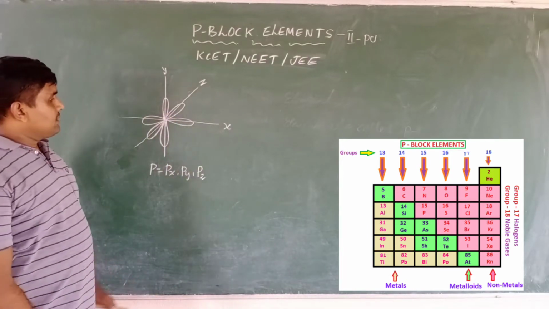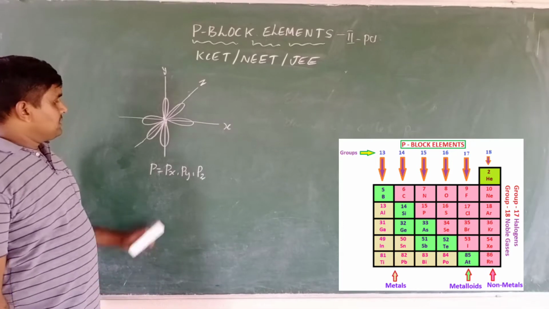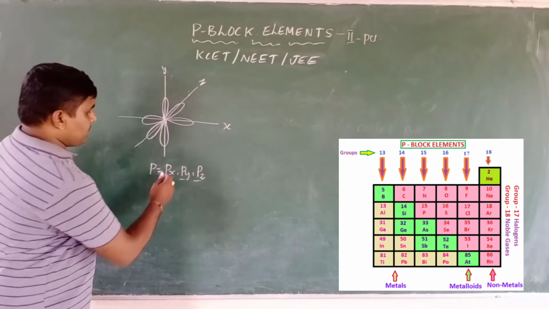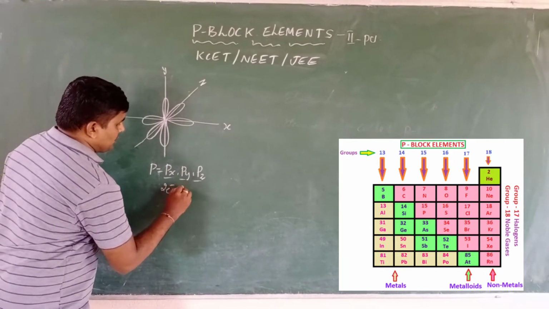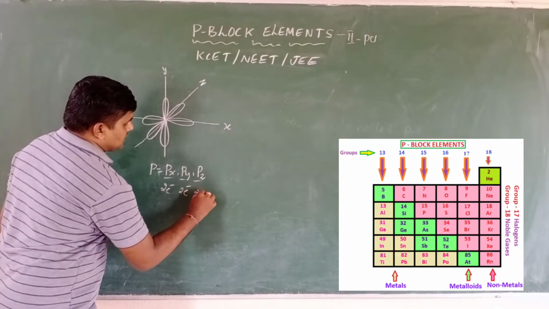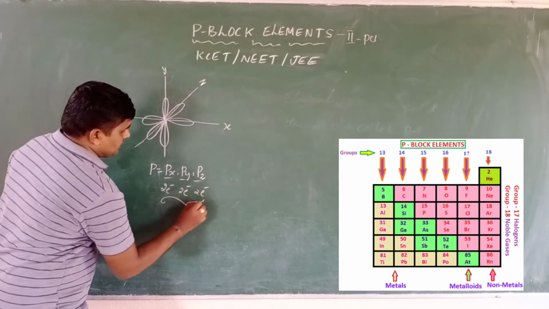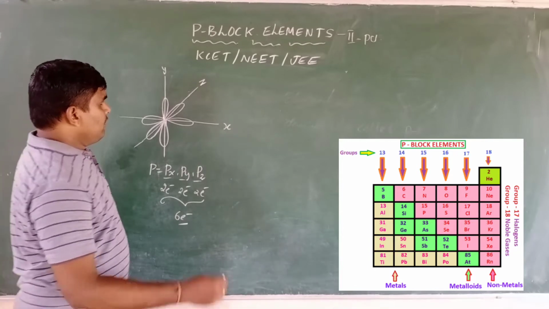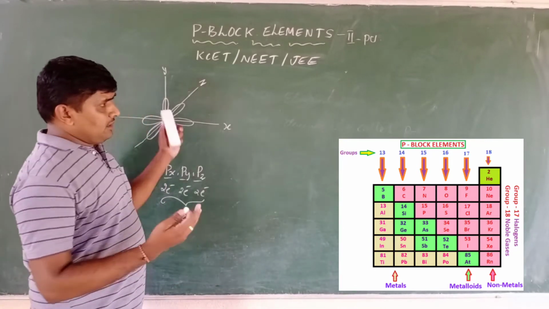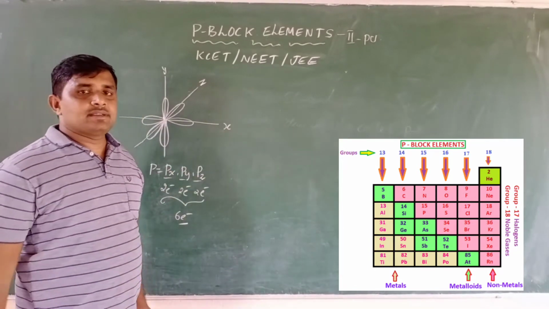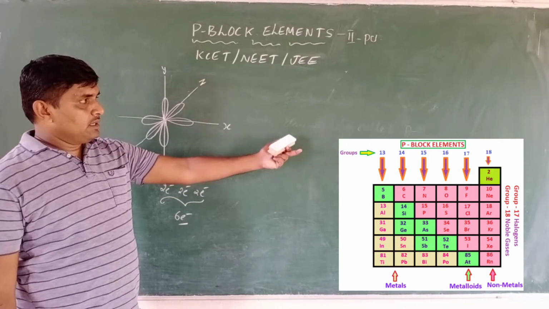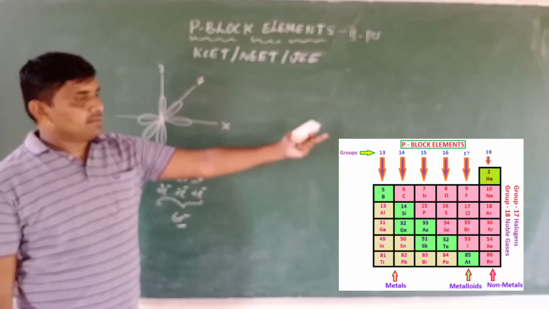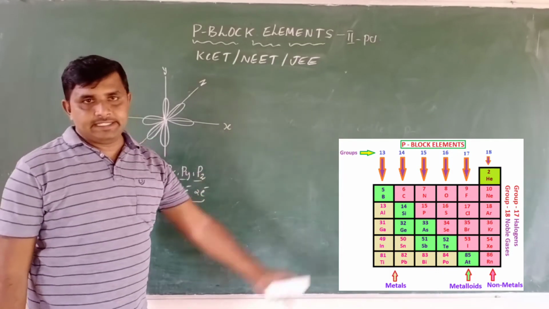So this is called p orbitals, in which each of the 3 orbitals occupies 2 electrons. How many electrons? 2 electrons. Totally 6 electrons. For example, you can see the P block elements are classified into the different groups 13, 14, 15, 16, 17 and 18, right?